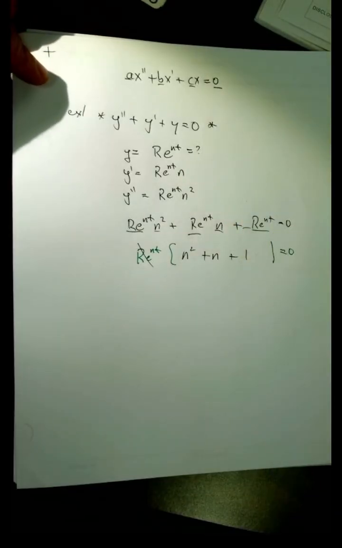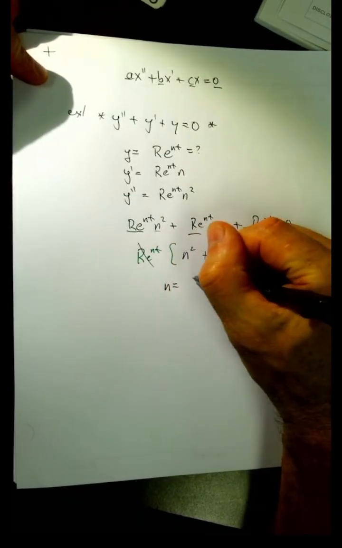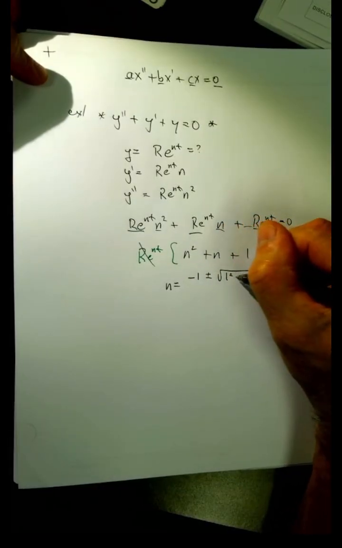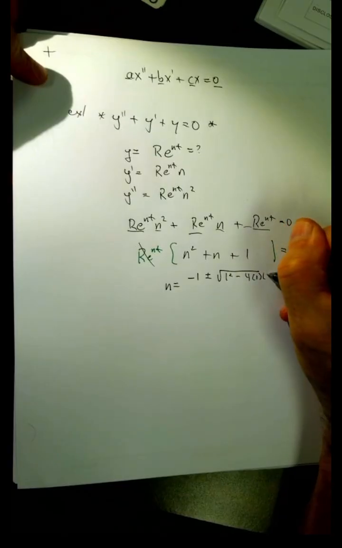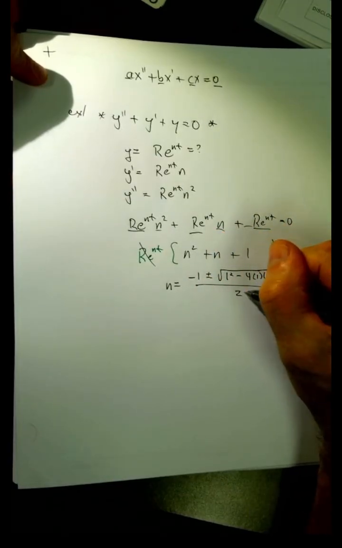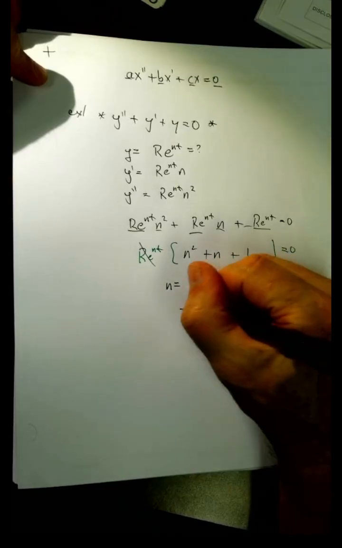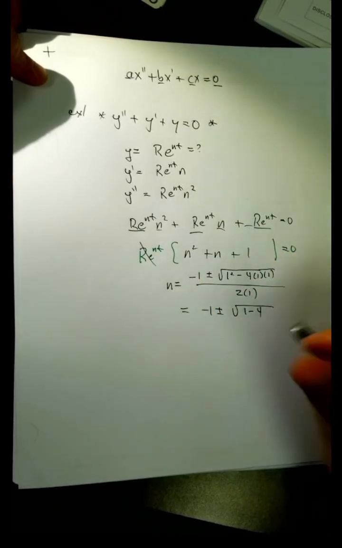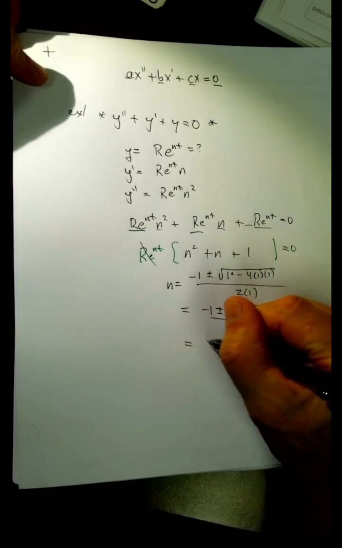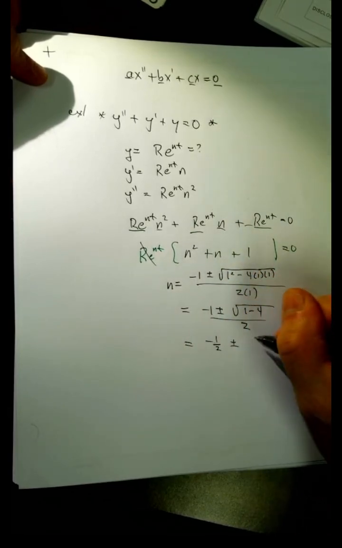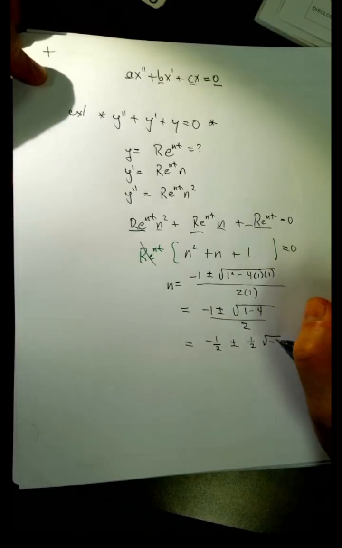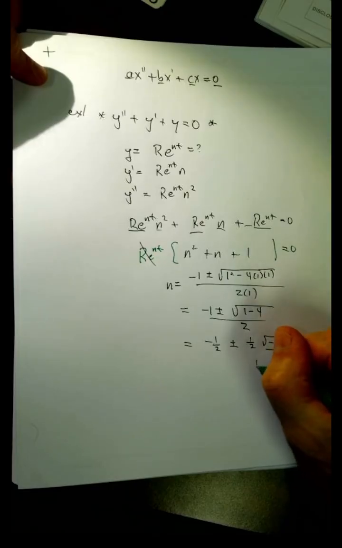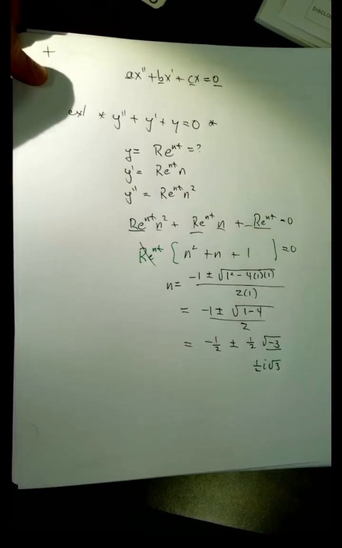So now I don't immediately see how to factor that, so I'm going to use the quadratic equation. Minus b plus or minus the square root of b squared minus 4ac, all over 2a. Let's clean that up. So I get 1 minus 4 inside the square root. If I break this up into two pieces, because there's a negative in there, I can write this as 1/2 i times square root of 3.